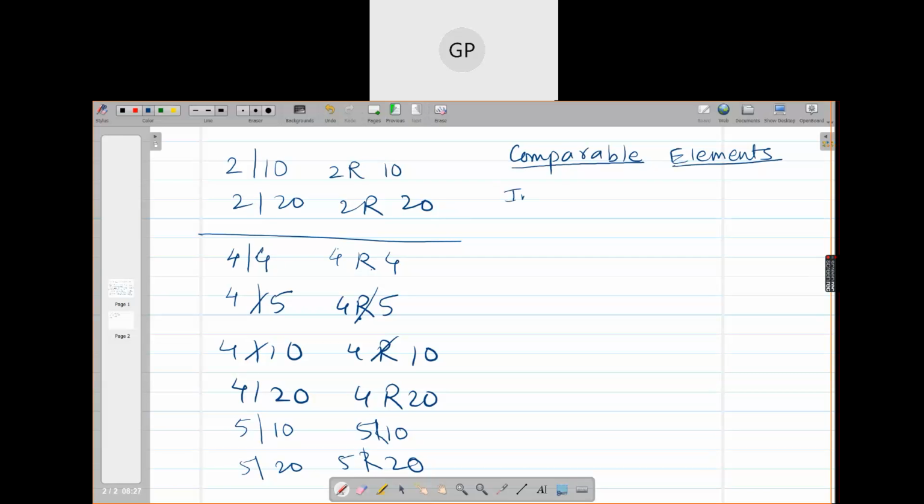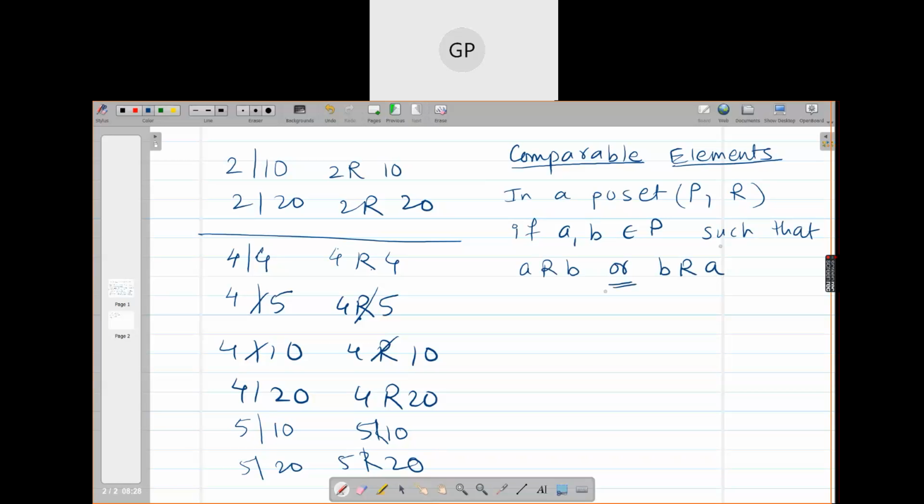So in a poset, please write it down quickly. In a poset (P, R), R is the relation which is defined on the poset. R is a partial order relation. Please remember this. In a poset (P, R), if A, B belong to P such that A is related to B or B is related to A, any one should happen. If both happen, then it will not be antisymmetric relation. They will be same elements, right?